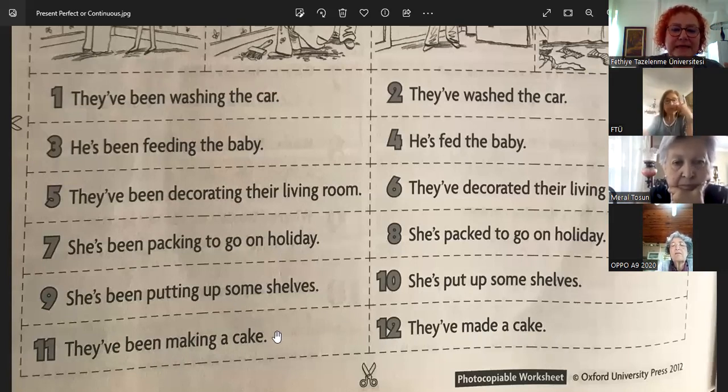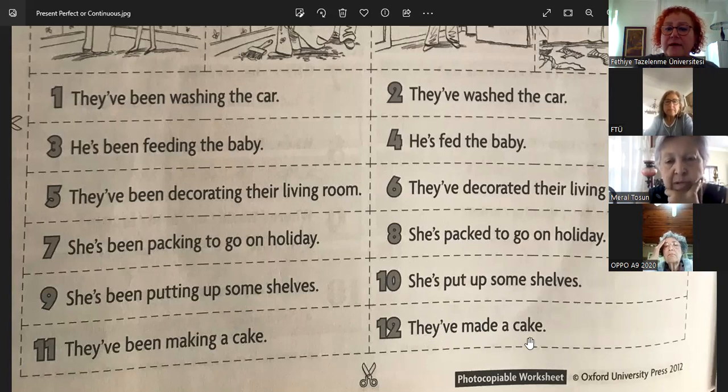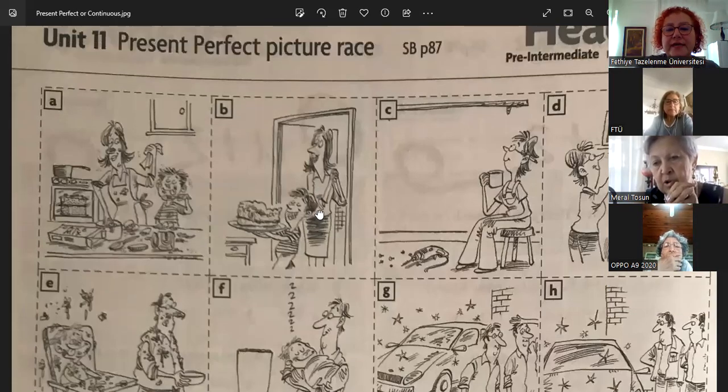But something is in progress. We see the cake in the oven. Now it is being cooked. And in the second picture, we can say they have made a cake. So the action has completely finished because they are going to serve it.